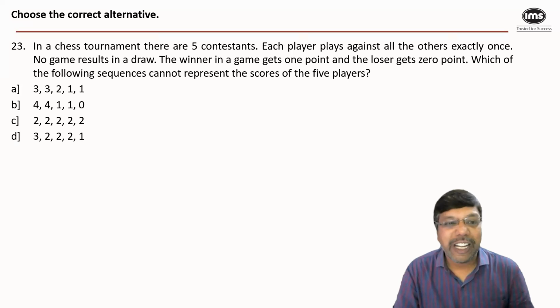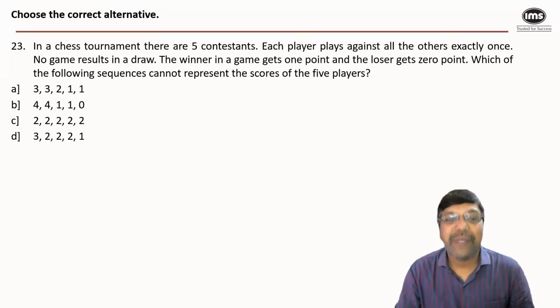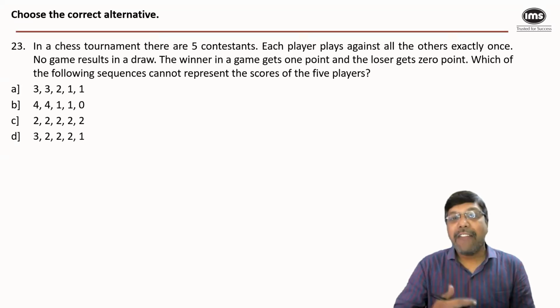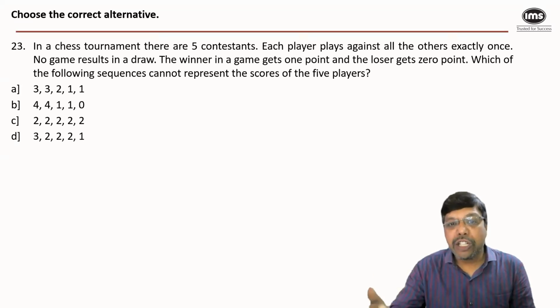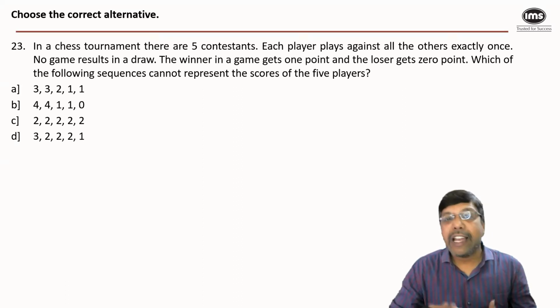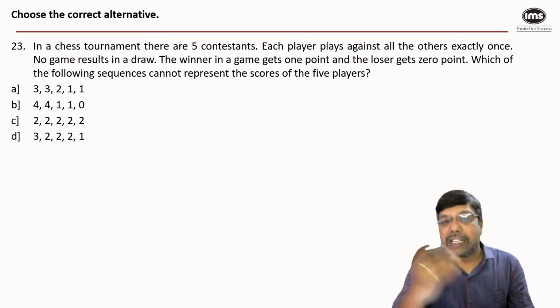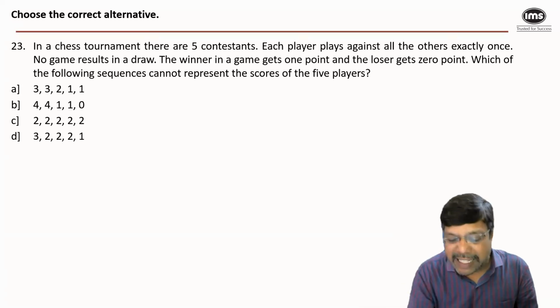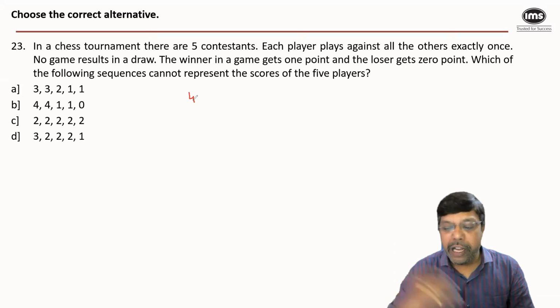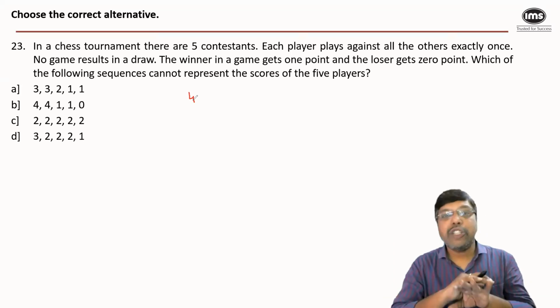Now, question number 23, an interesting one. It's a chess tournament with 5 contestants. Every player plays against all the others exactly once, which means the number of games that each player participates in is 4. The winner gets 1 point, the loser gets 0, and there is no draw.